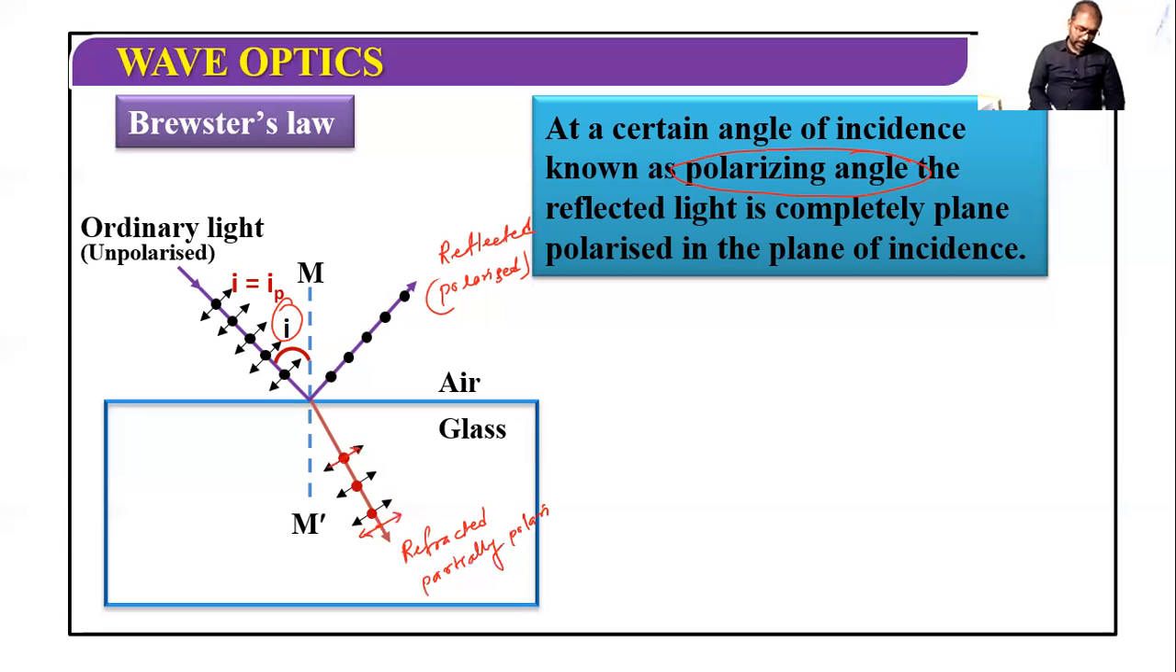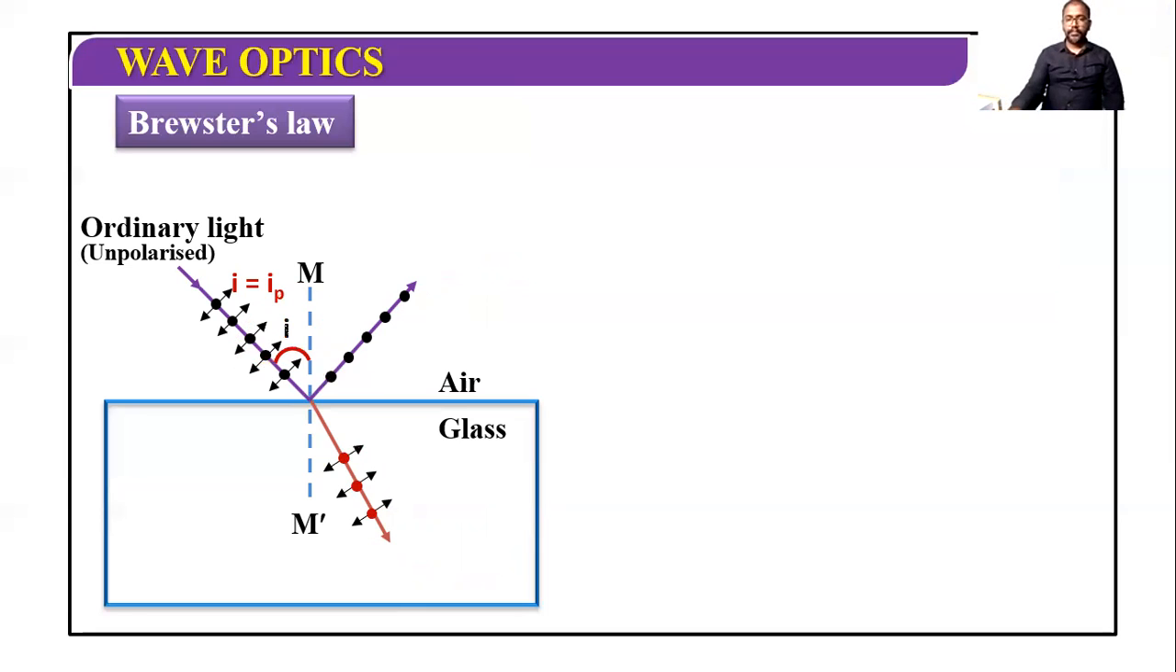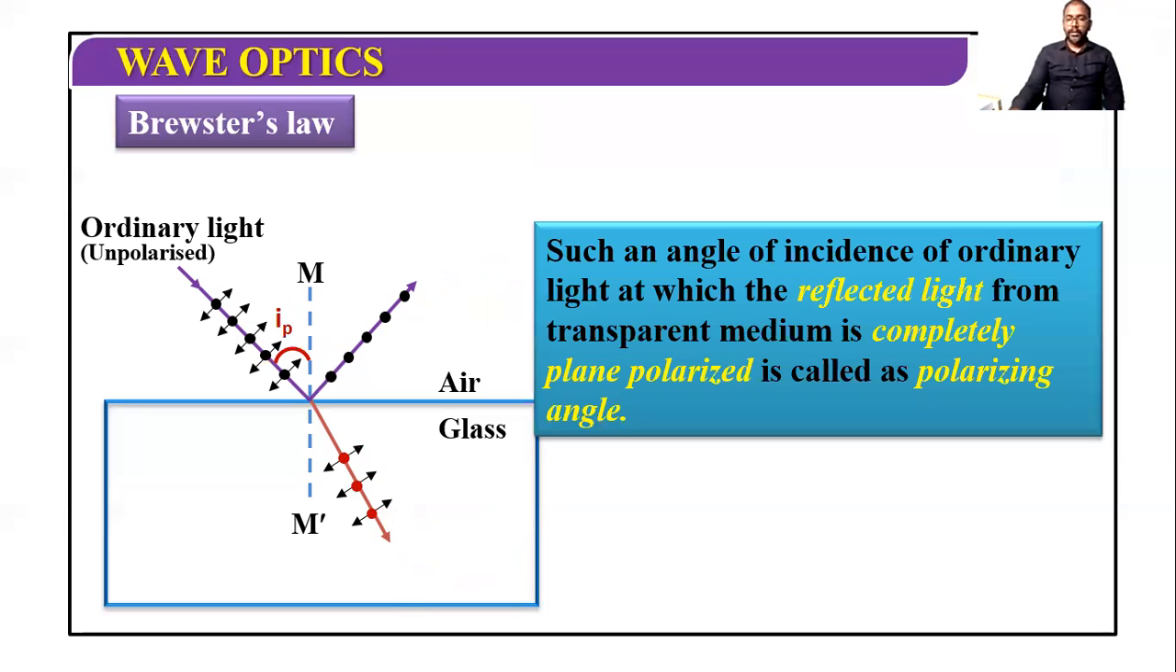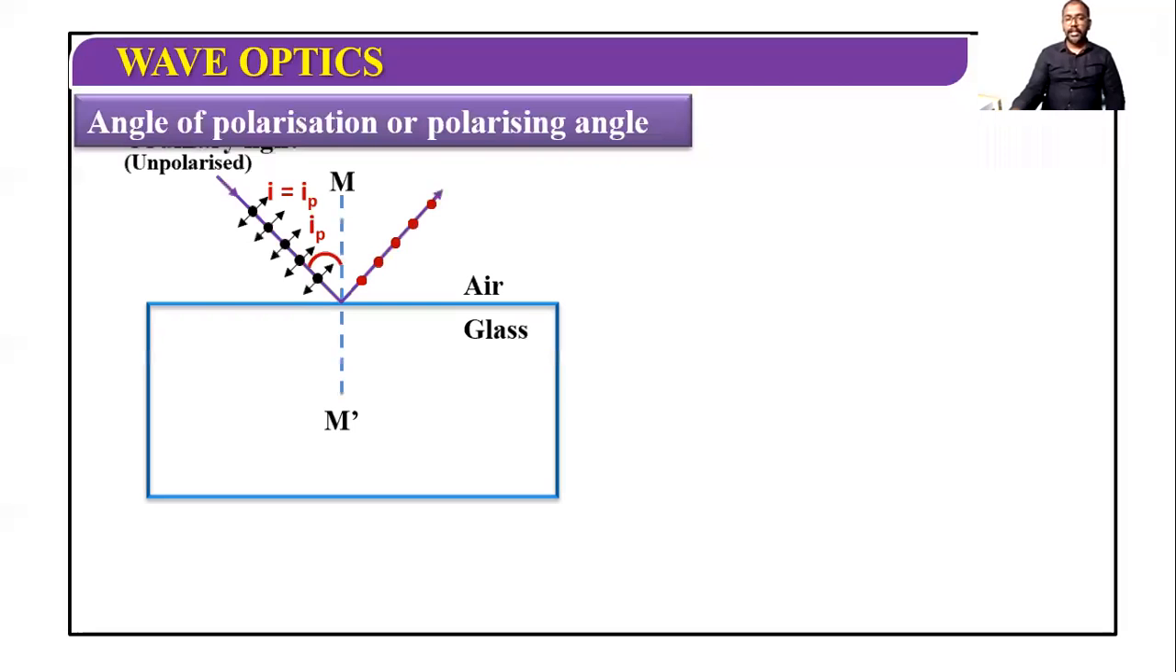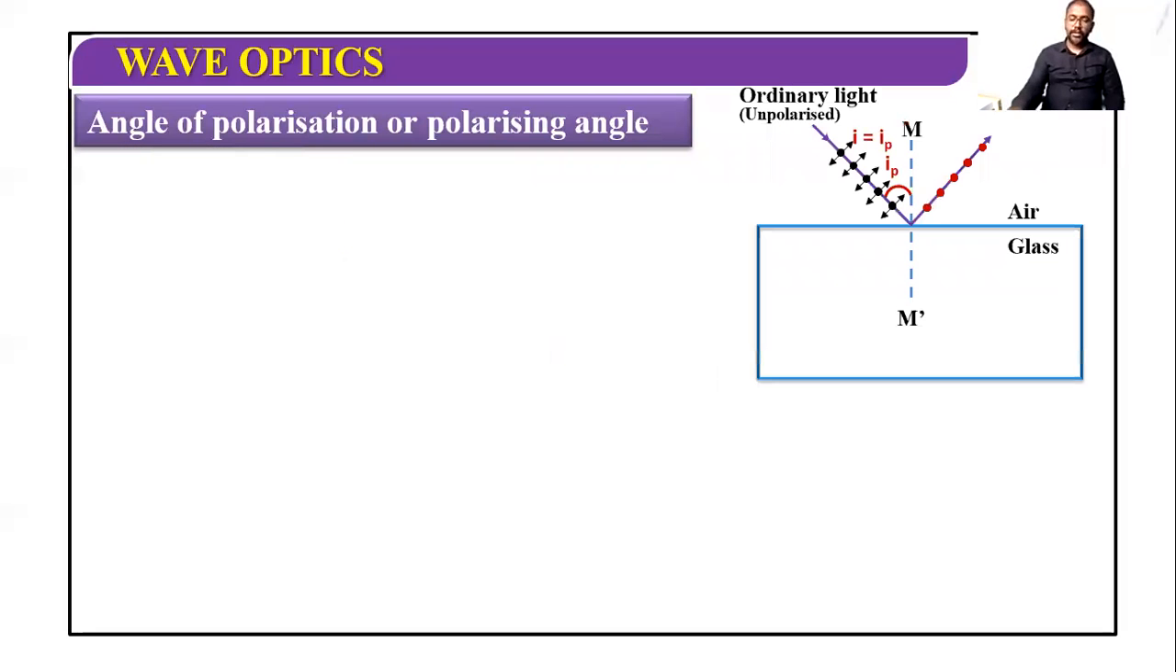Now here a new concept is introduced, and it is the polarizing angle. Now what is the polarizing angle? The polarizing angle is that angle of incidence at which the reflected light is completely polarized. It is also called the angle of polarization or polarizing angle. You can see here in the diagram, this is the polarizing angle.